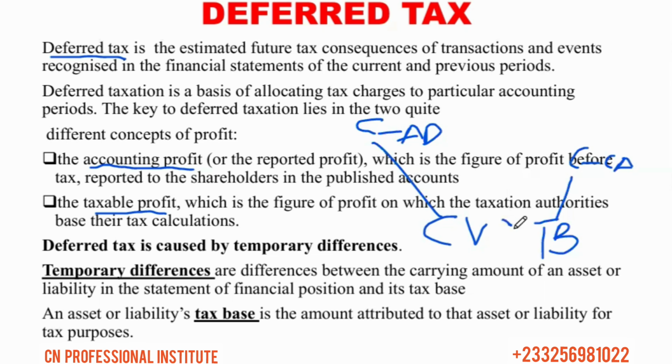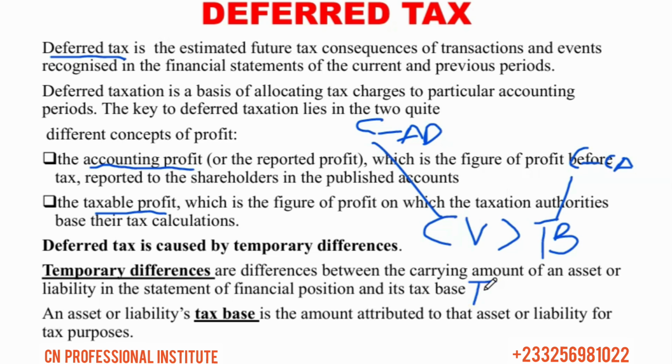If the carrying value is bigger than the tax base, we have something we call a temporary difference. So the difference between the carrying value and the tax base is a temporary difference.